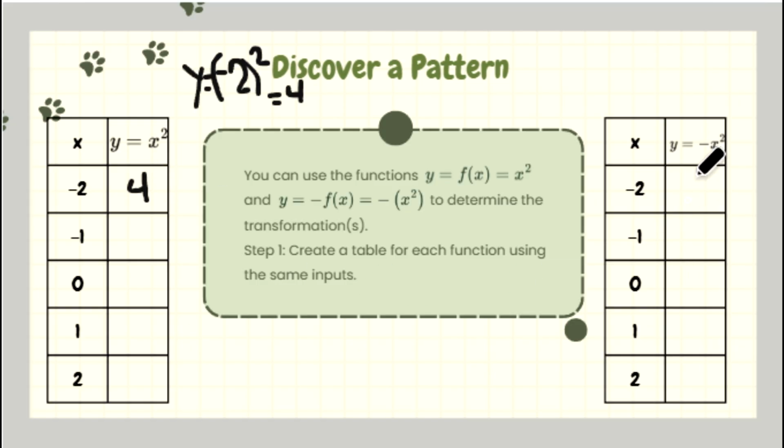I'll do it over here for this one. y is equal to negative x squared. So y is equal to negative, and our first x value is negative 2, and we're going to square that. Negative 2 times negative 2 is positive 4, but we still have our negative, so this becomes negative 4. That's how you find it for the whole table for both sides.